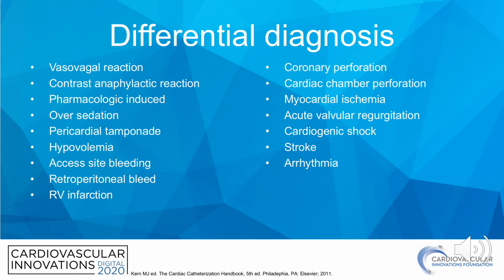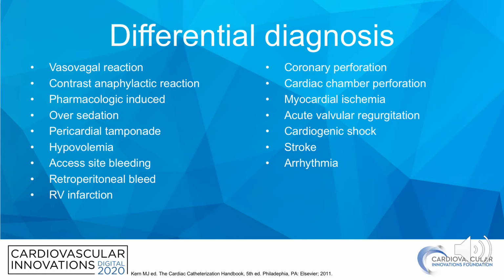The differential is very broad, but it is usually most dependent on what was happening just prior to the patient developing hypotension. Things such as a vasovagal reaction, anaphylactic reaction, contrast, pharmacologic induced, either due to vasoactive drugs or oversedation, particularly in the elderly. Pericardial tamponade is an important consideration. Hypovolemia, which may be related to access site bleeding or a retroperitoneal bleed.